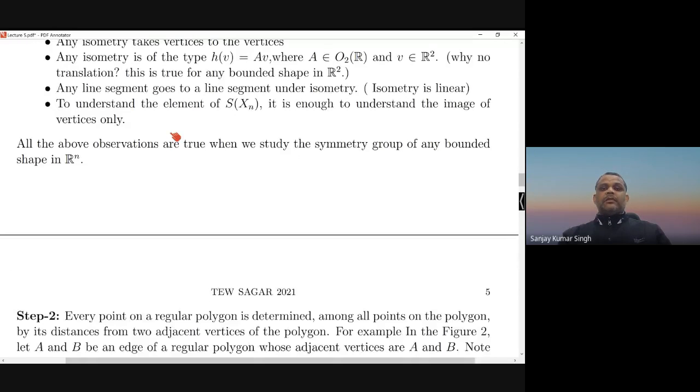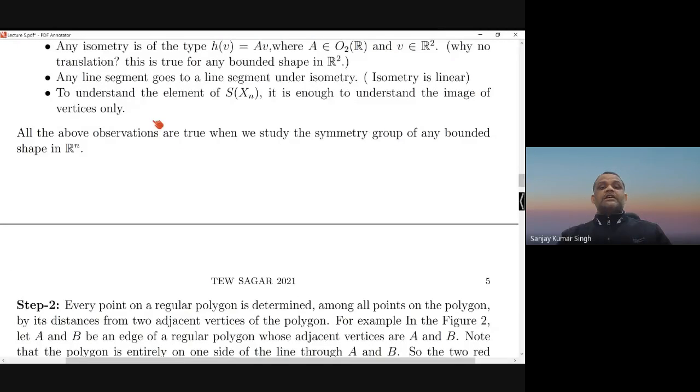So the final remark is that to understand the elements of the symmetry group of any regular polygon, it is enough to understand the image of the vertices. Because when we fix the vertices, the other points are linear combinations of these vertices, and then using linearity we can write down the image of all other points on this polygon. Okay, so any questions on these observations?